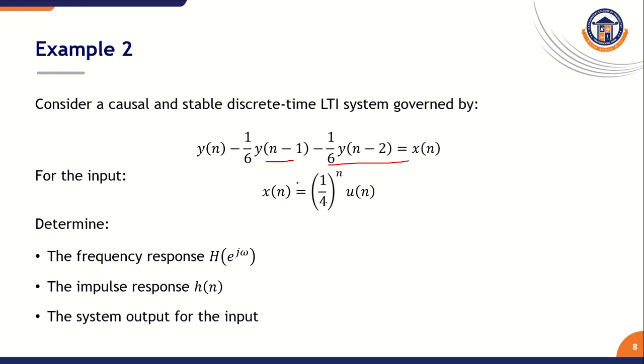In a similar way, here we find the frequency response, impulse response, and system output for the input. The given input is small x of n equal to 1 by 4 whole power n into u of n. From this given system, we have to find capital H, small h of n, then y of n. Let us discuss one by one.